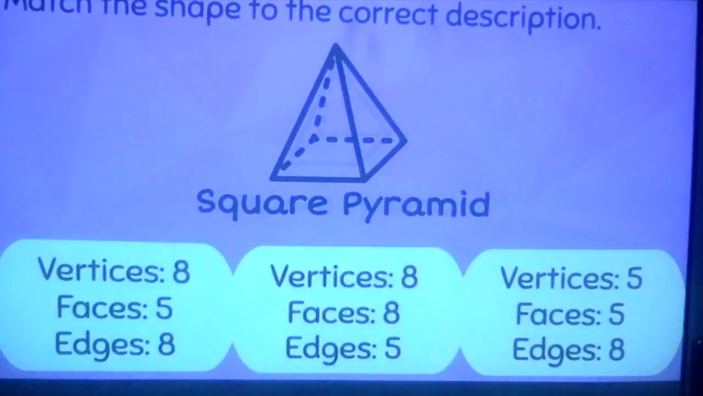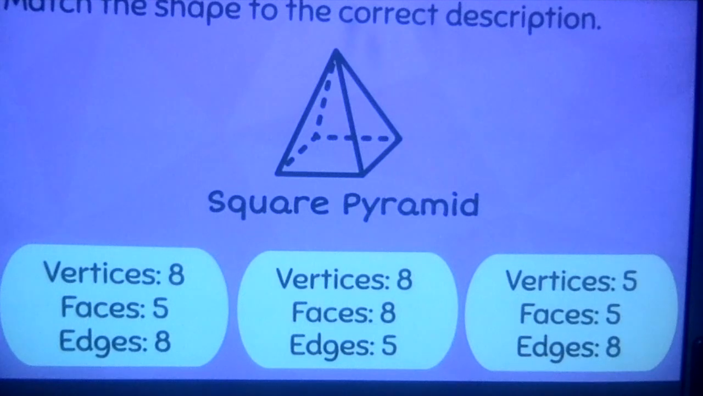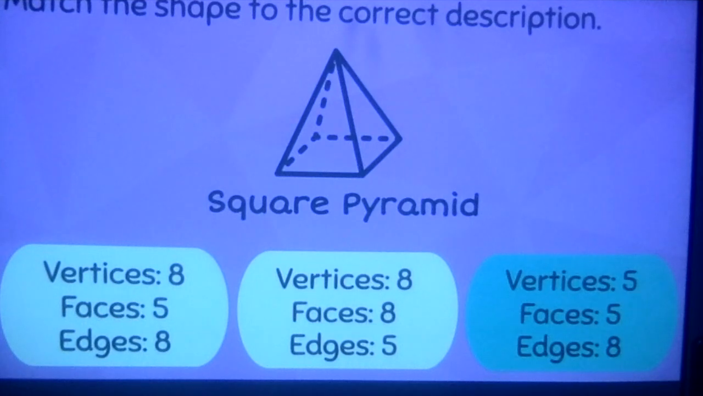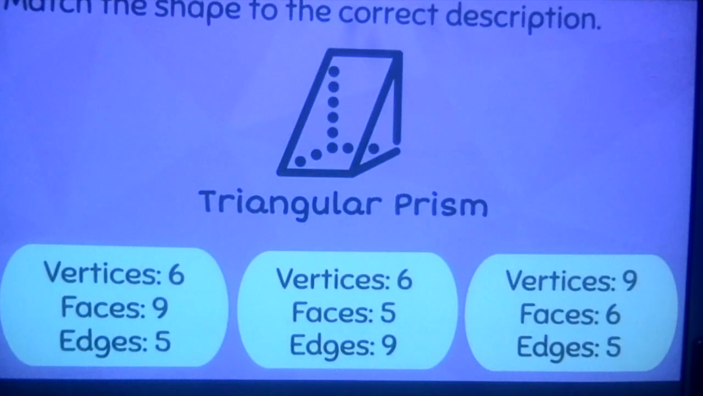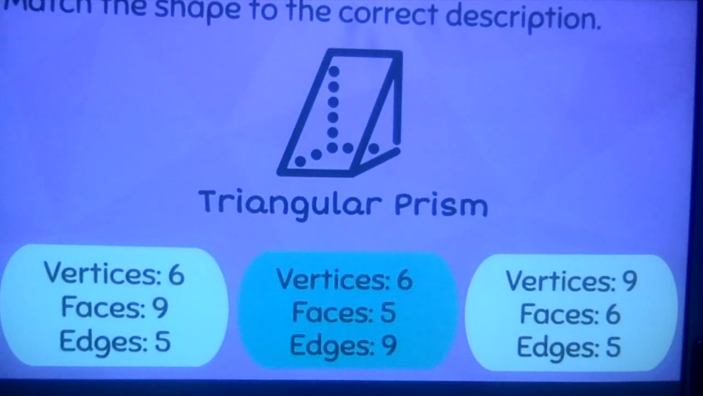A square pyramid. A square pyramid has 5 vertices, 5 faces, and 8 edges. The reason why it's called a square pyramid is because the bottom part, called base, is a square. A triangular prism. A triangular prism has 6 vertices, 5 faces, and 9 edges. This shape is made of 2 triangle faces that are connected using 3 rectangles.